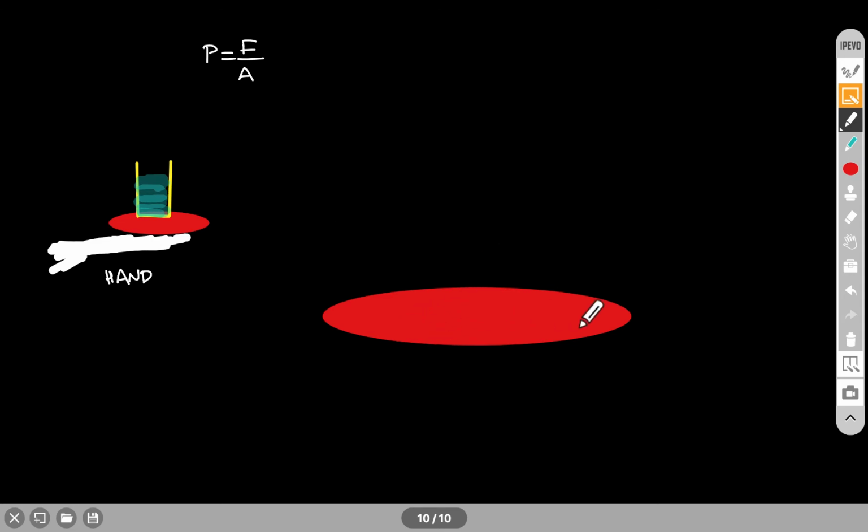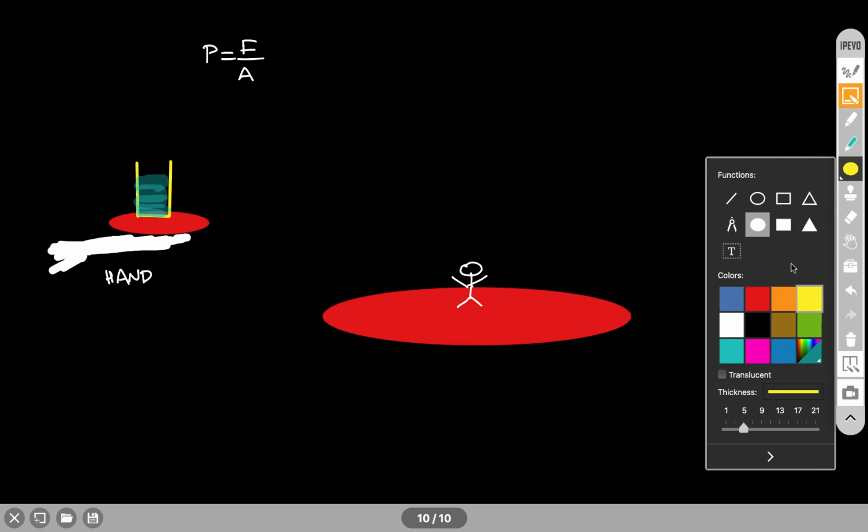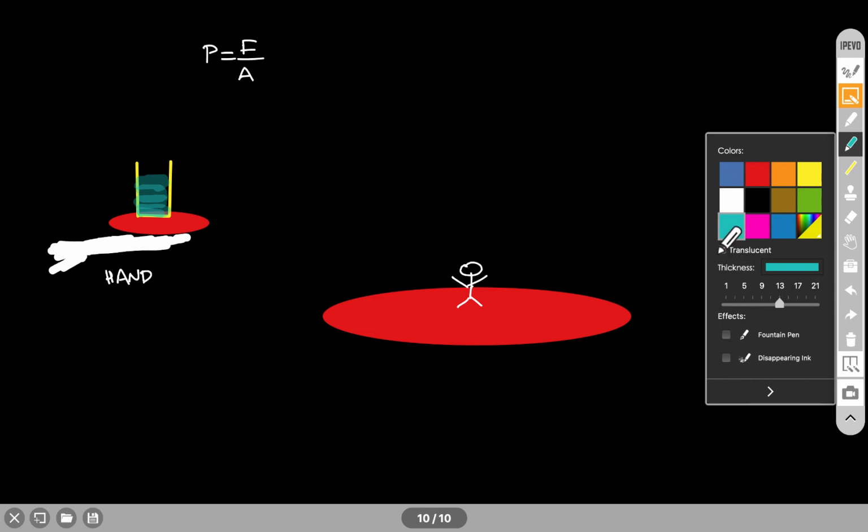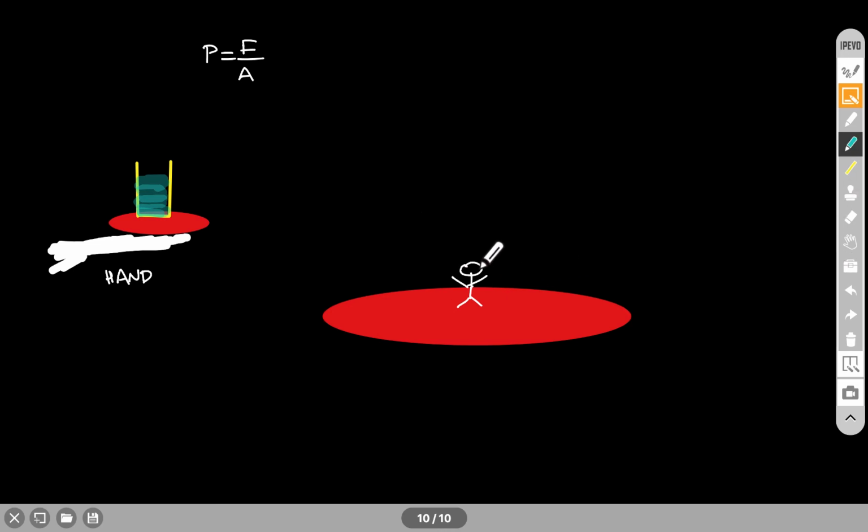Now, here is the case. What I have here in red is the ground at this point, and this is a human being, a person on the ground. Now, I will start by assuming that this person here is in vacuum. There is nothing around it. There is no air around the person.